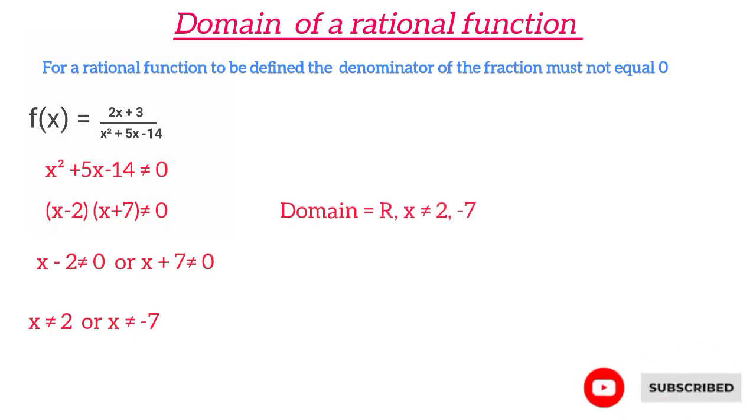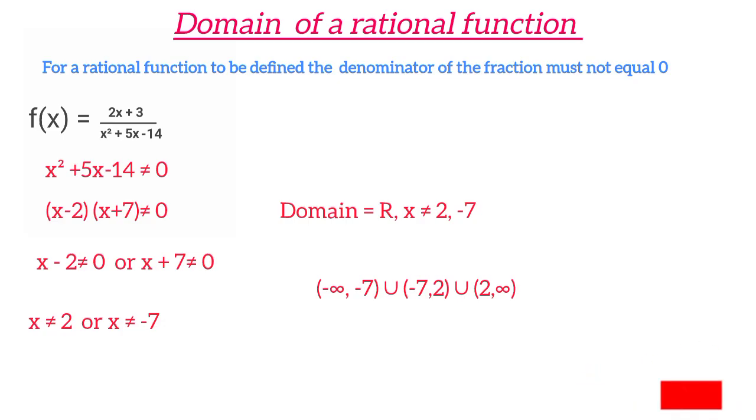In interval notation, this can be written as everything from negative infinity to negative 7, but not including negative 7, union everything from negative 7 to 2, but not including negative 7 and 2, union everything from 2 to positive infinity, but not including 2.